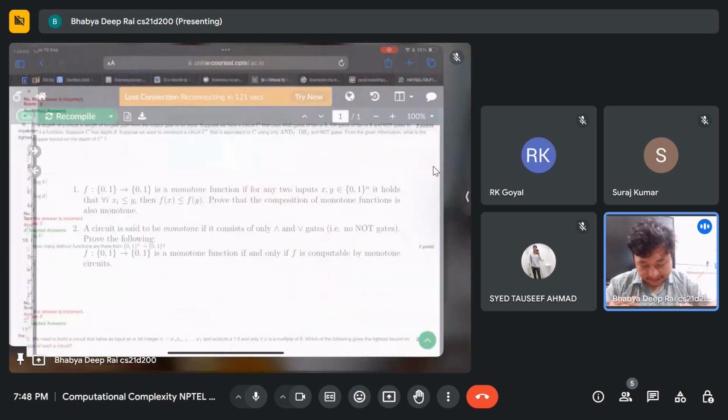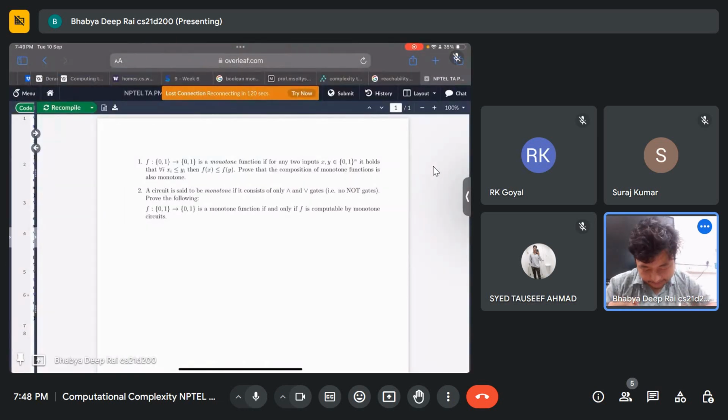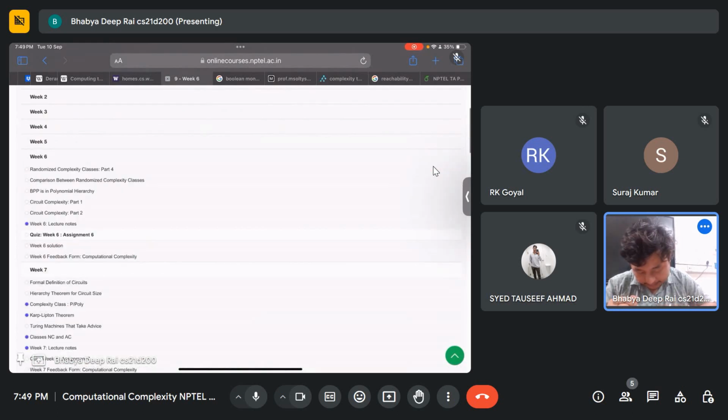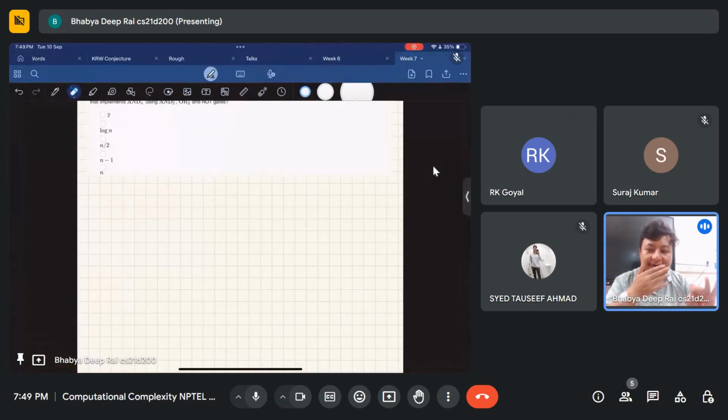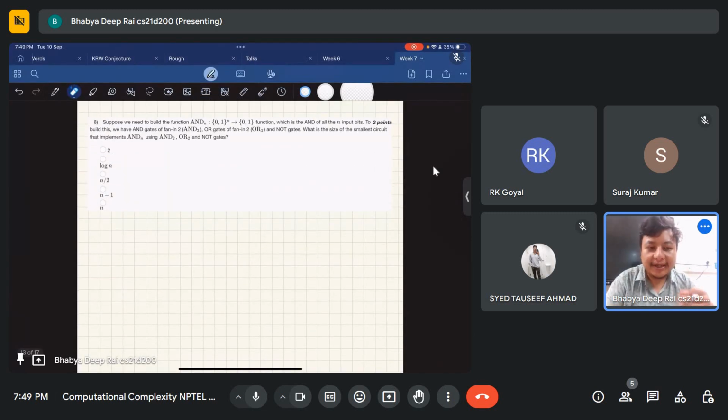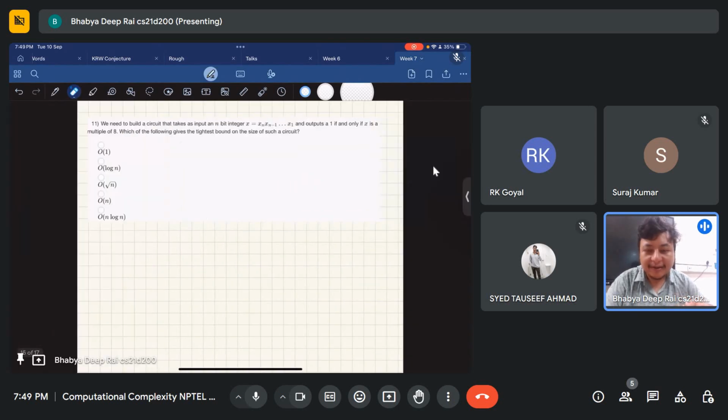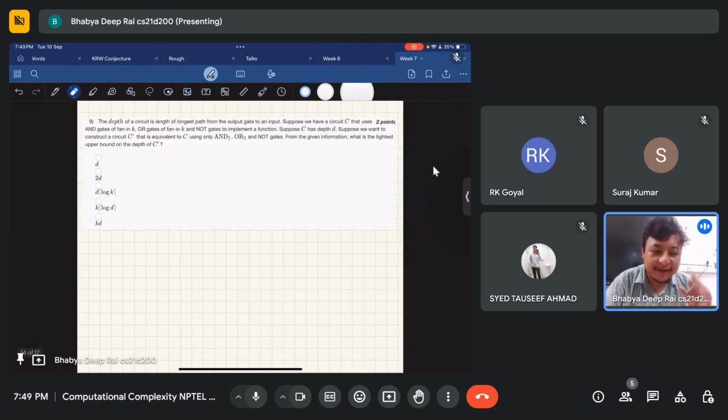I think it's circuits continued, right? Let me see. This is week 7, week 8. Yes, it's still circuits. Parity not in AC0, Håstad's theorem, PIT, isn't randomized NC. So it's still circuit lower bounds only. They are very specialized topics, so even if I use the same questions, it will still be fine.